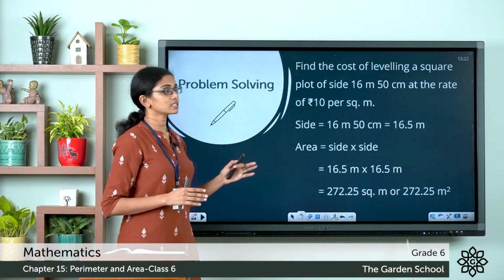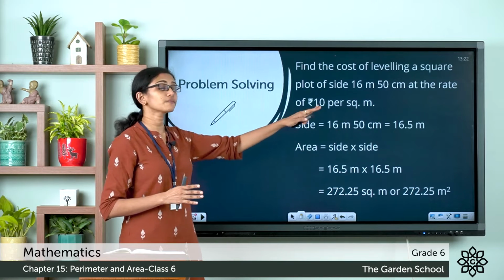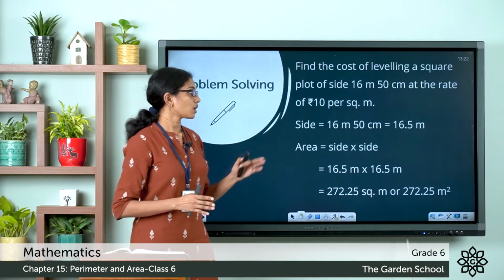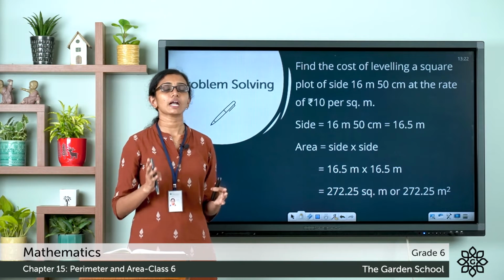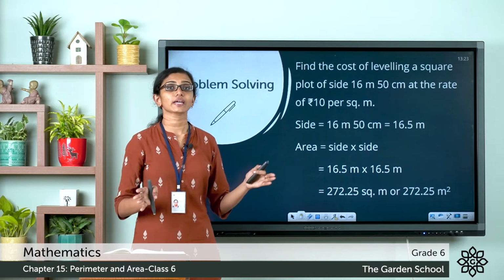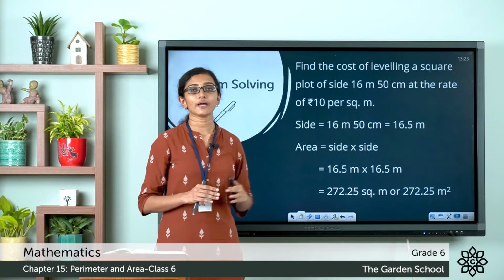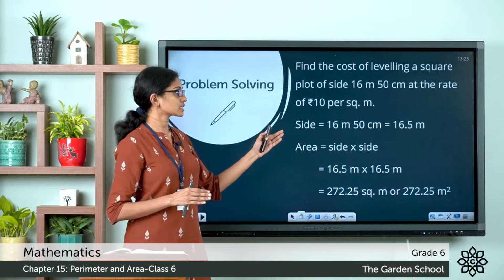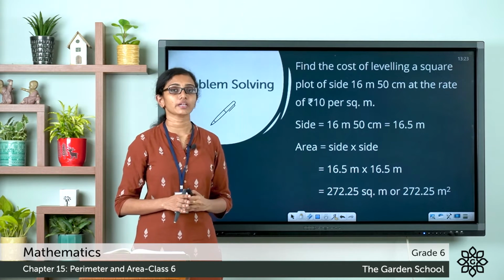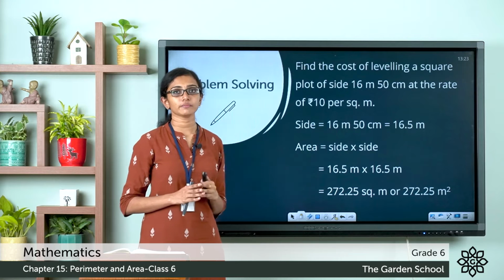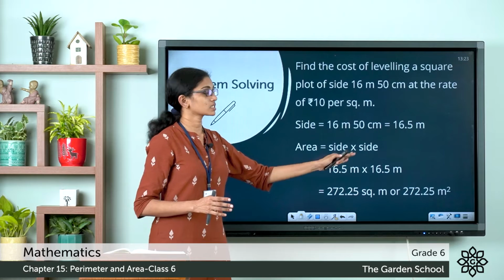It is given the side of the square plot, or the length of one side of this plot, is equal to 16 meter 50 centimeter. We know 100 centimeters is equal to 1 meter. So 1 centimeter is equal to 1 by 100 of a meter. So we can write 16 meter 50 centimeter as equal to 16.5 meter. This is the same as 16.50, and the formula is area is equal to side into side. So here the side is equal to 16.5 meter, hence the area will be equal to 16.5 meter into 16.5 meter.